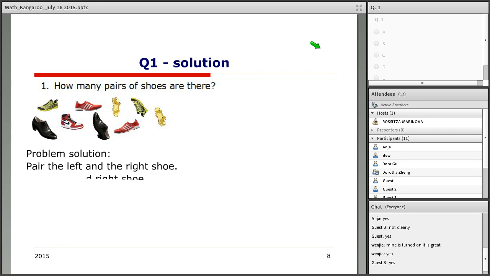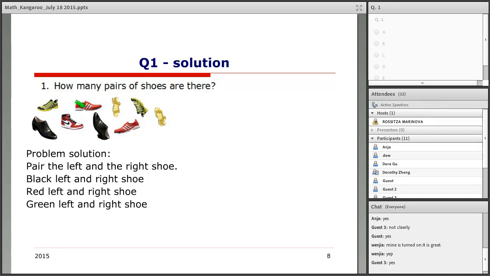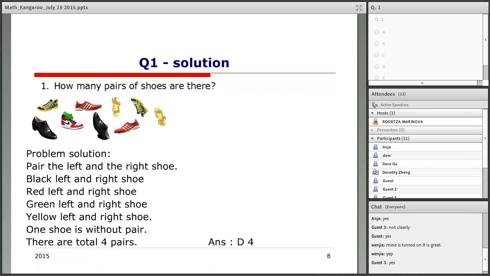Herein, if you look over here, we have a black left and a right shoe. I'm sure you all saw that. Black left and right shoe. Then you have a red left and right shoe. You have a green left and right shoe. If you can see, this is the green one. And then you have a yellow left and right shoe. One shoe is without pair. If you see, this one is without a pair where my green arrow is pointing. And that is the reason there are total 4 pairs and your answer is D, 4. Most of you got the answer correct. Excellent job.